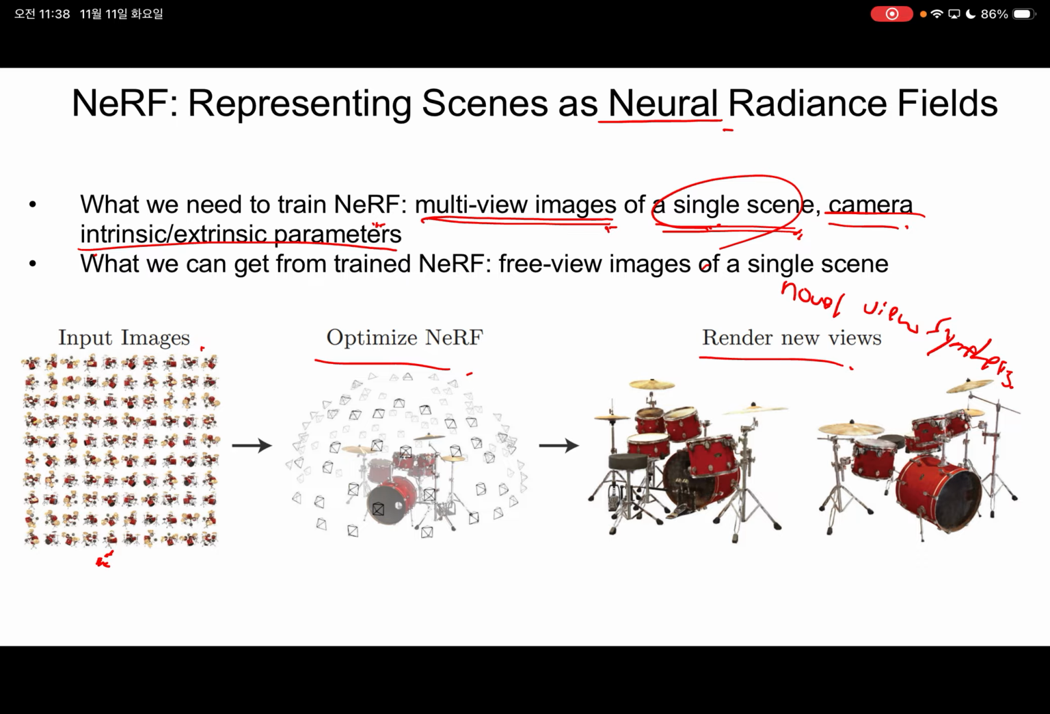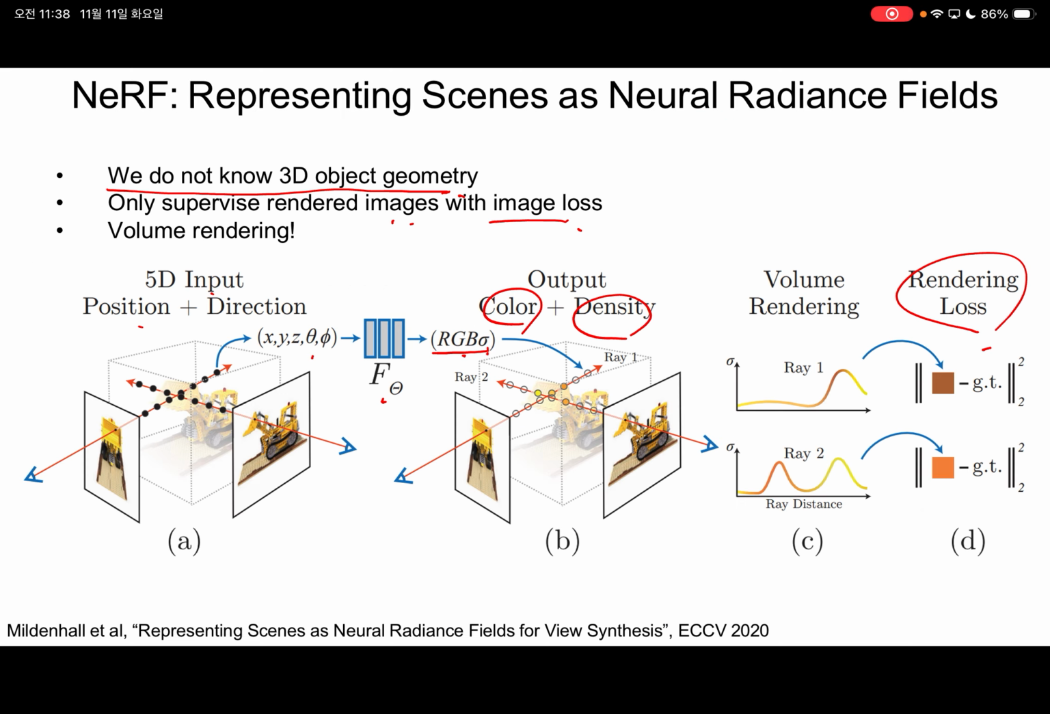So what we need to train NeRF is multiple images of a single scene. Once NeRF is optimized for this drum, this neural network is only dedicated to drum image rendering. It cannot be used for other object rendering. So we need to train a neural network for each object individually: for this drum, for this bottle, for this microphone. We need to optimize NeRF separately for each scene.